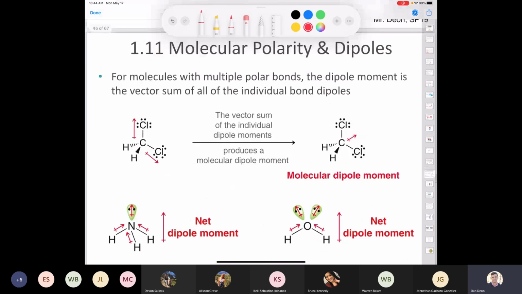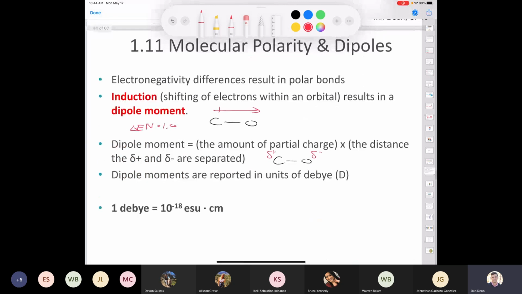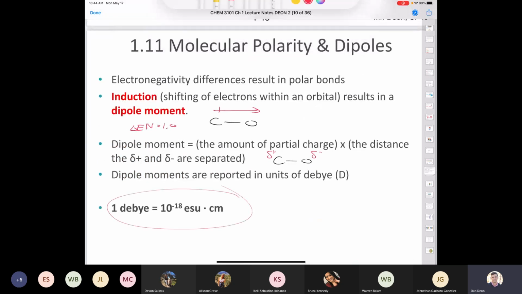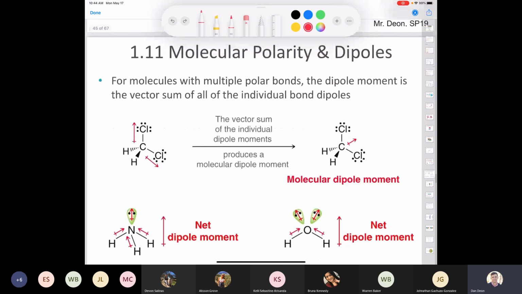I was going to tell you a little bit about where it comes from, but I'll just say I'll never ask you to do any calculations in debyes. So don't worry about that. Let's just move on to things that I will ask you about. So let's talk about molecular polarity. Again, this is another example of where a model kit might come in handy.